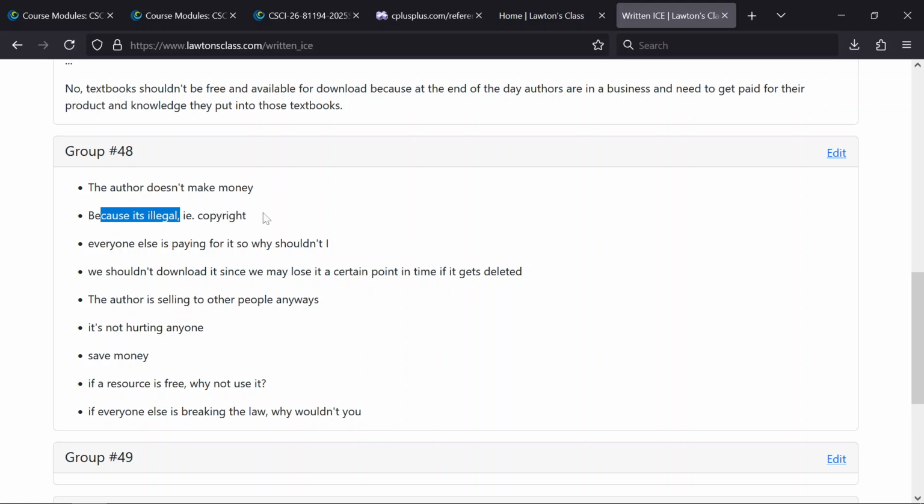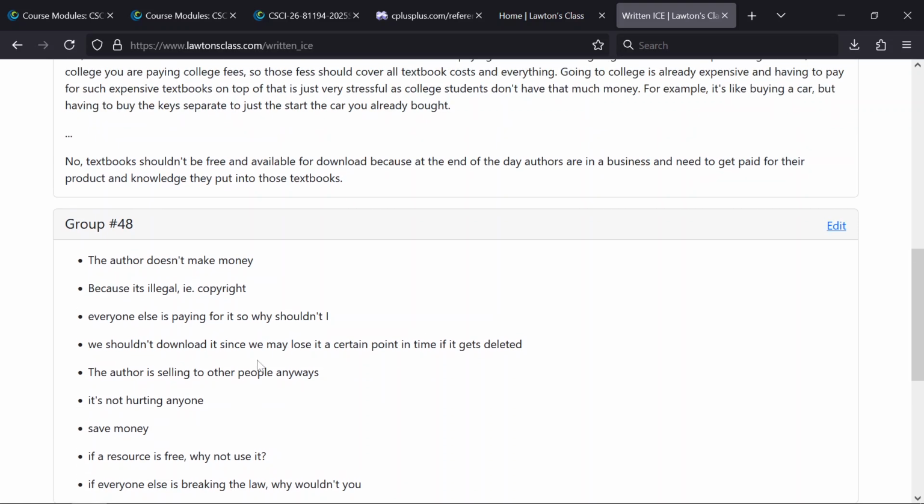Very good. Everyone else is paying for it, so why shouldn't I? Nice. Like everybody jumping on the bandwagon of obeying the law. That's a useful argument. Shouldn't download it, since we may lose it at a certain point in time if it gets deleted. That's a good point. Maybe you want the actual printed textbook, and you only have to buy that one for sure, right? Let's see.